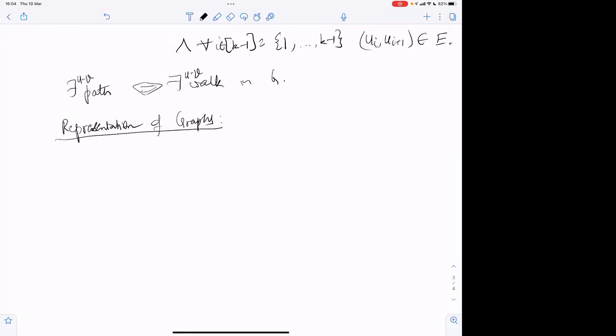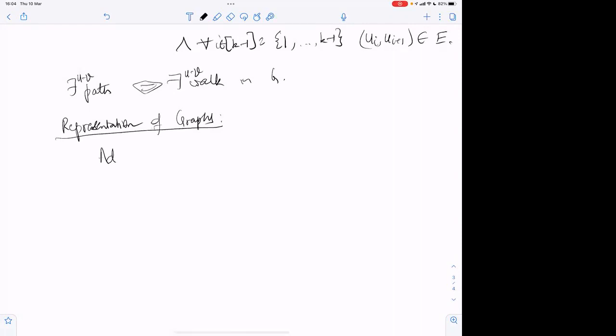So one very simple way to represent a graph is via adjacency matrices. Okay. So what is an adjacency matrix?